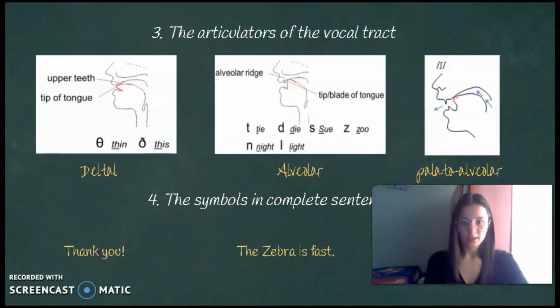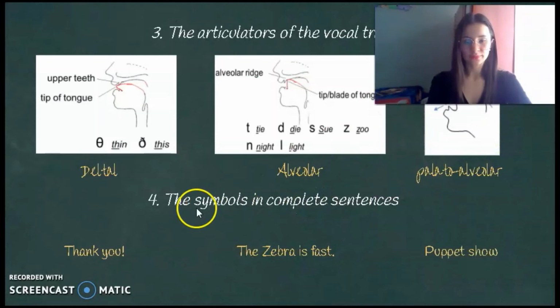The symbol in the complex sentence. The zebra is fat. Puppet show.